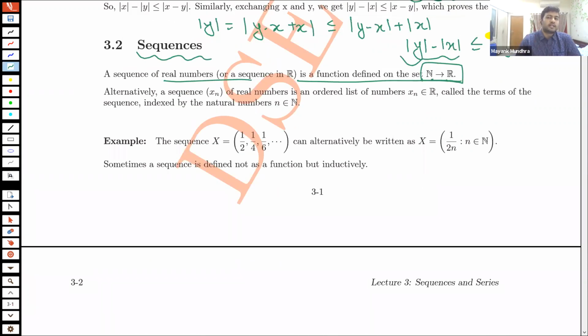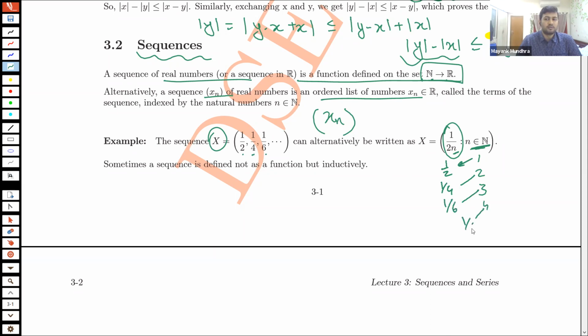Now, sometimes you can write sequences as a formula. Sometimes you can't. Okay, so we are going to call sequences xn. Xn is going to be the generic name we use. So it's just an ordered list of numbers. Now, consider the sequence x, which is 1 by 2, 1 by 4, 1 by 6, and so on. So you can call this sequence 1 by 2n. Right? So you keep changing n for different natural numbers, and you keep getting different elements. So n is 1, 2, 3, 4. For 1, you get 1 by 2. For 2, you get 1 by 4. For 3, you get 1 by 6. For 4, you get 1 by 8, and so on.